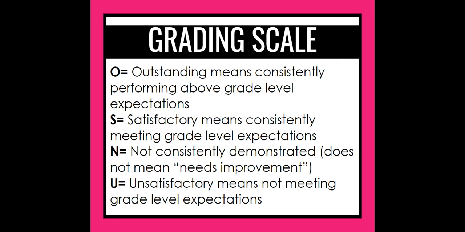And S stands for satisfactory, which means that your child will be consistently meeting grade level expectations. And N stands for not consistently demonstrated. This does not mean needs improvement. So not consistently demonstrated means they're not always showing that they can do whatever it is on the report card. So for example, self-corrects when reading. If they are not always self-correcting, then they're not consistently doing it and they may get an N for that category. And finally, a U would be unsatisfactory, and that means not meeting grade level expectations.